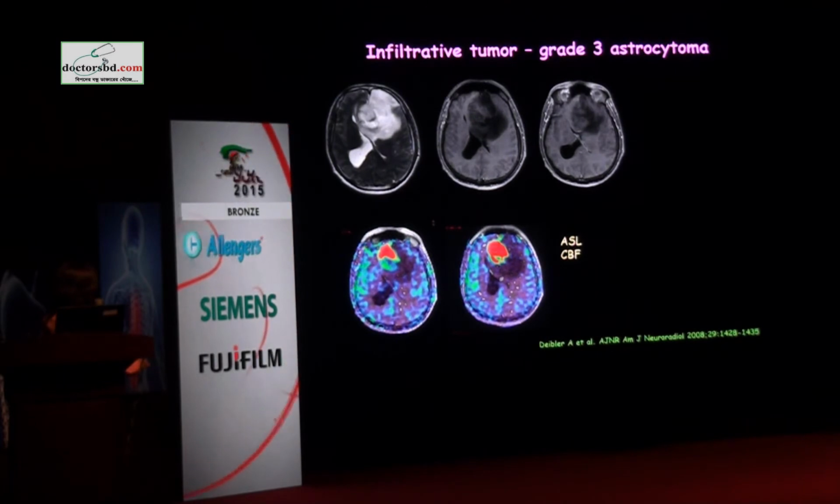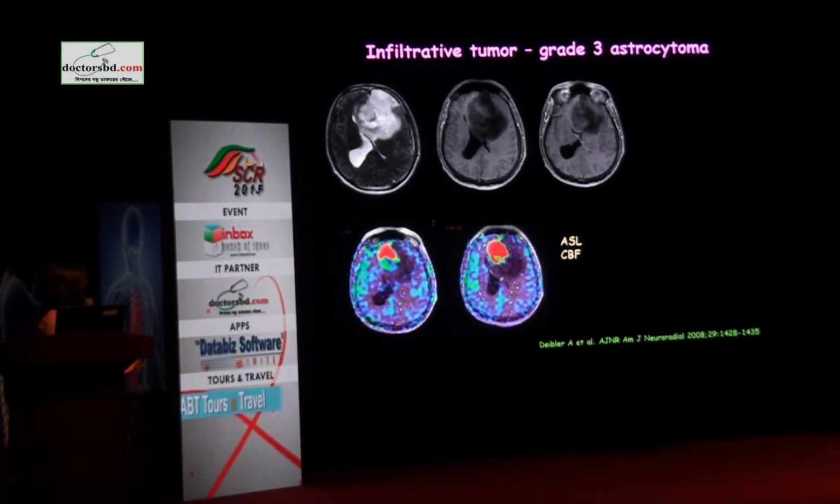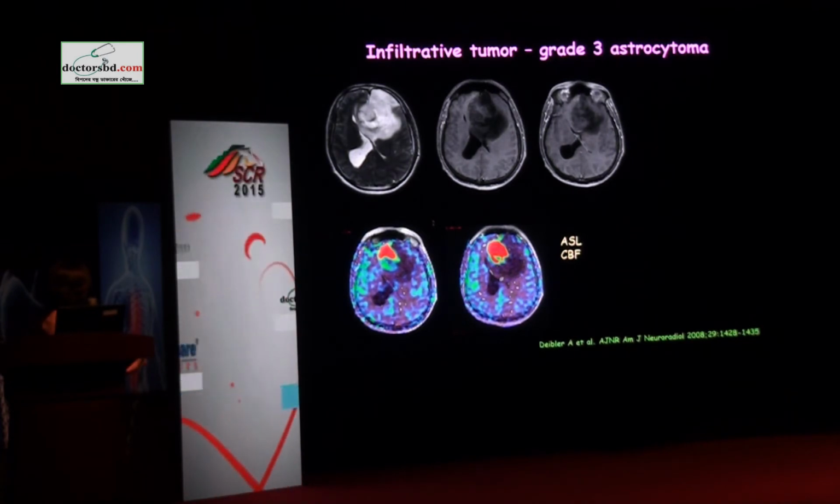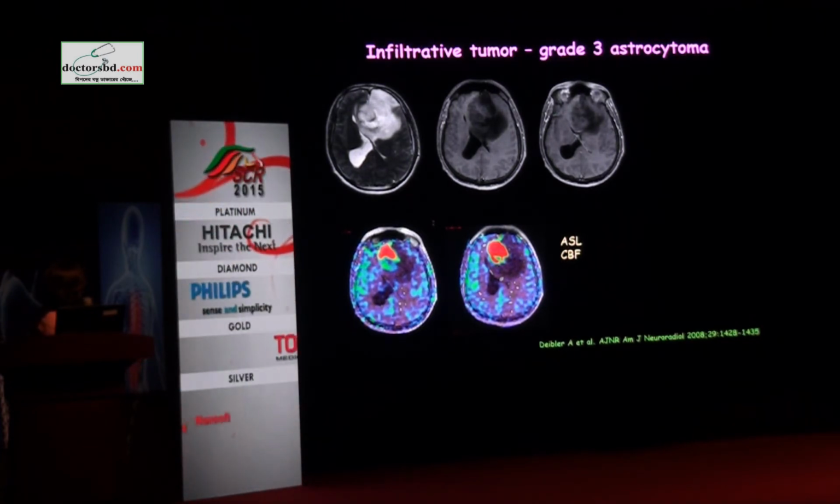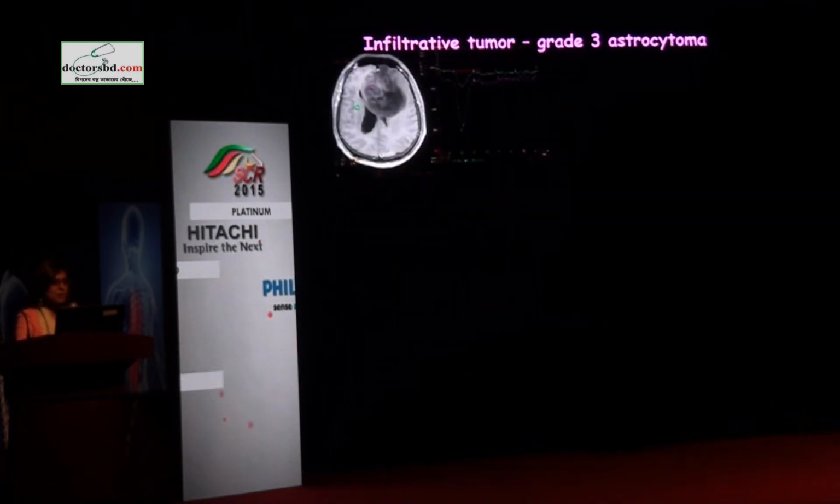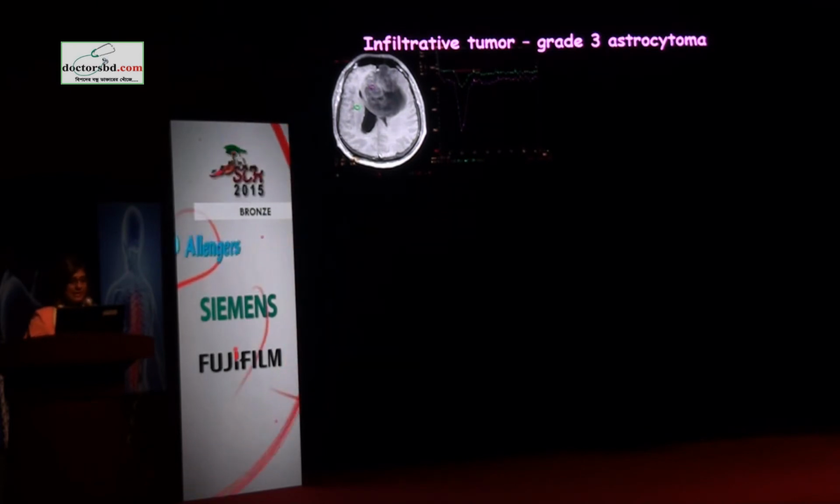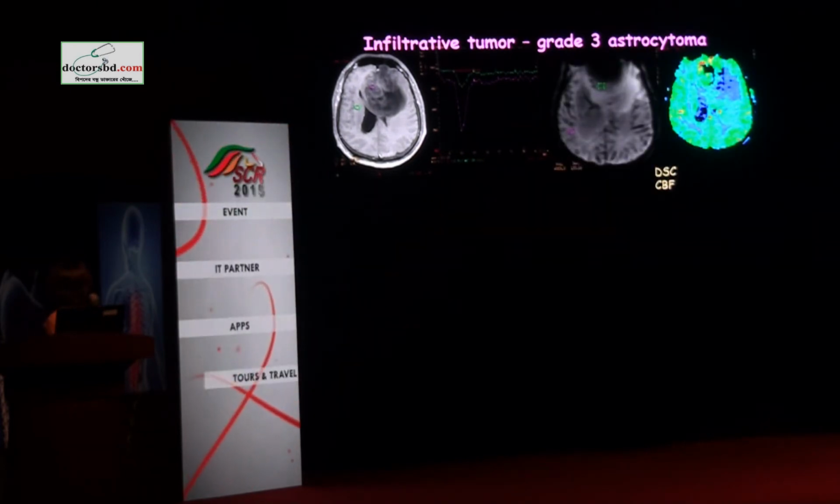So this is the ASL map. Here there is no flow, or it is even less than this, so it is a low-grade area. But you see this area which is also non-enhancing but showing a lot of blood flow. So this is the area when sampled which will give us the correct grade of the tumor, which is grade 3. This is how the perfusion looks.